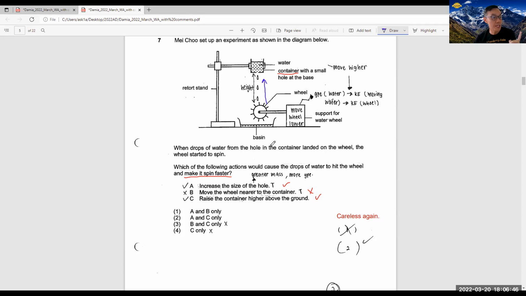Next, raise the container higher. So it's good that the student annotated the container, or you underline here. By raising the container higher, this will increase the drop height. This will also indirectly increase the amount of kinetic energy caused by the increased gravitational potential energy.